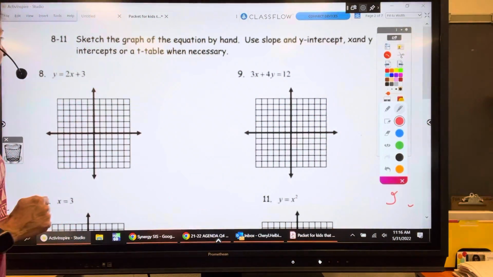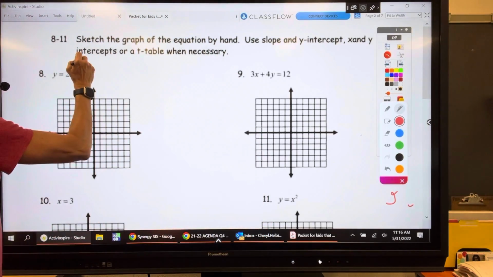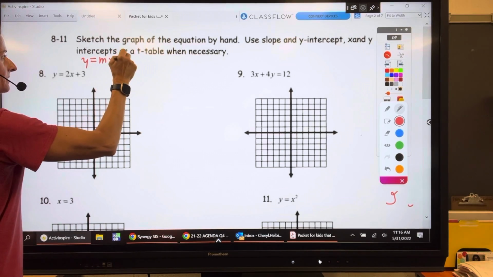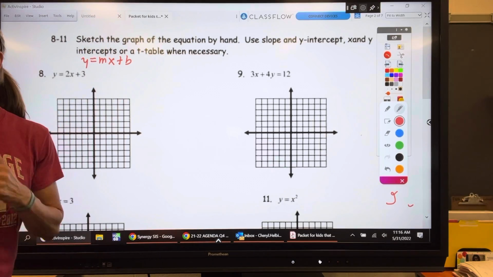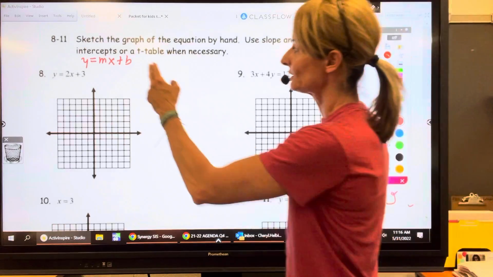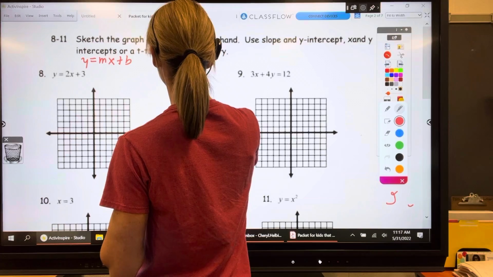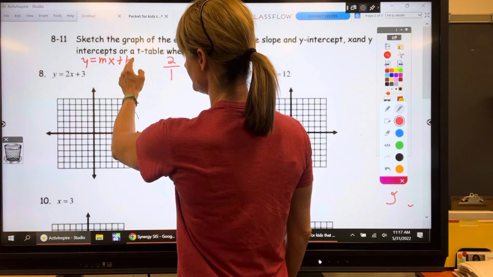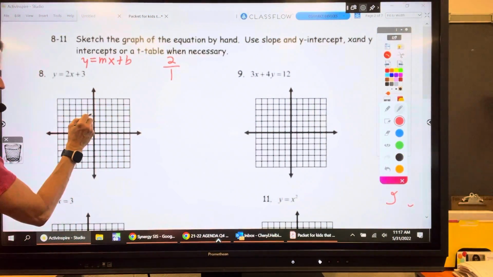Okay, so this equation is written in slope-intercept form. y equals mx plus b, where m is the slope and b is the y-intercept, and it's already in that form. Are you with me? I know it's been a bit. So the slope is 2. That's 2 over 1. The rise is 2 and the run is 1. And the y-intercept is 3. So we're going to go ahead and start at 3. So we plot that at 0, 3.